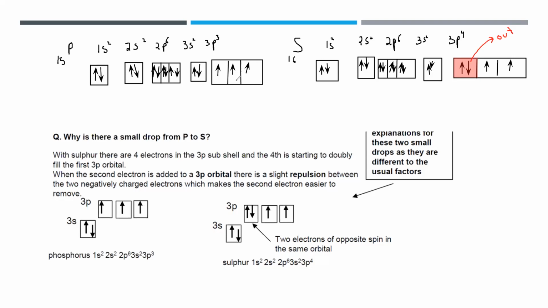So in 3p4, which means there are 4 electrons in the p orbitals, they have greater repulsion between them, so it is easy to remove an electron. Whereas in 3p3 they have less repulsion, so it will be difficult to remove an electron compared to 3p4. That's why sulfur's ionization energy is smaller as compared to that of phosphorus. Is it clear?